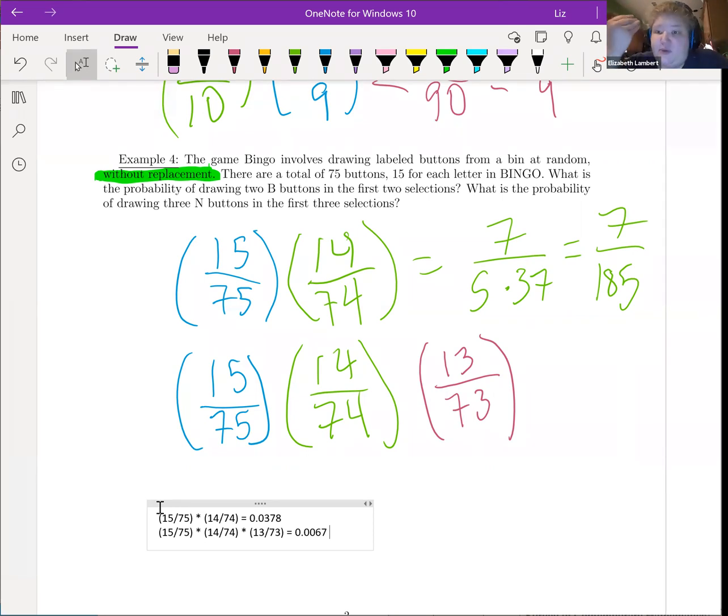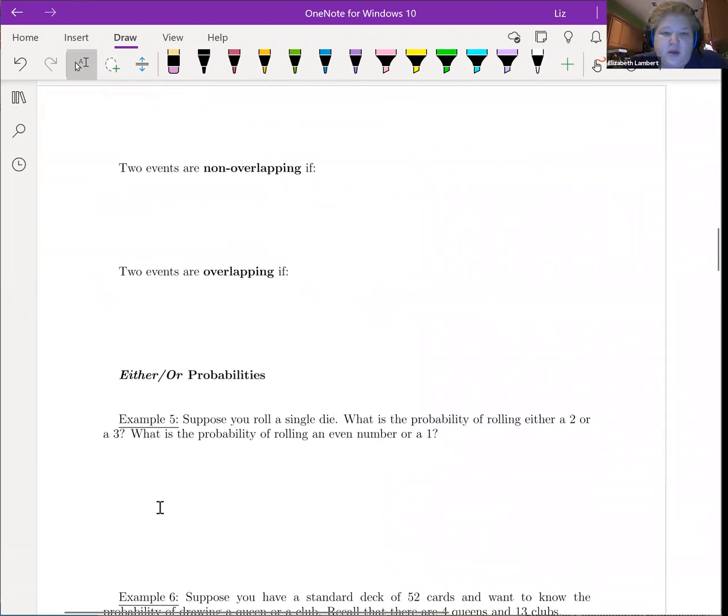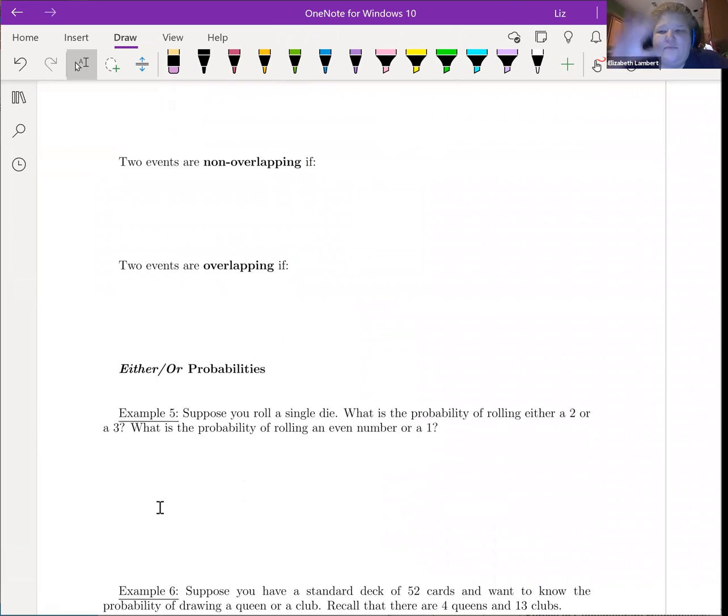All right, so that's the idea of dependent. Your numbers change from the first to the second and whatever events afterwards. Now I'm going to cut the video and then come back.